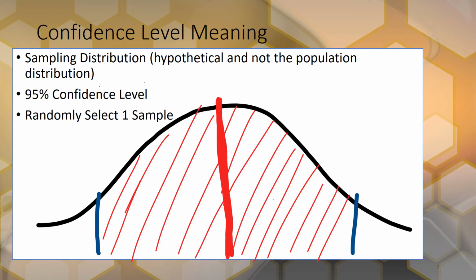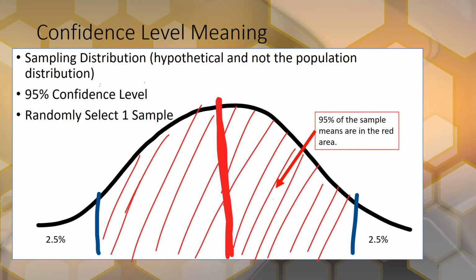So here we have a sampling distribution, and I want to have a 95% confidence level. So I want 95% of my sample means to be between these two blue lines. To do that, I want to have 5% on the edges. If you divide 5% by 2, you're going to have 2.5% here on the left side and 2.5% here on the right side. And if I do that, then I'm going to have 95% of the sample means in the red area.